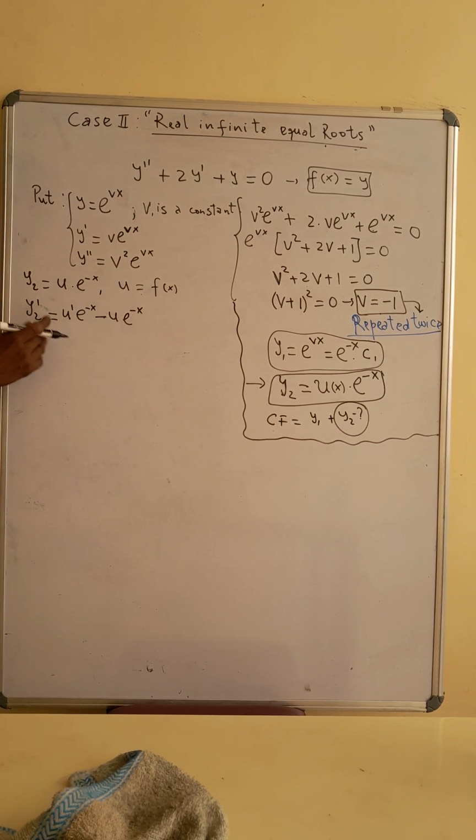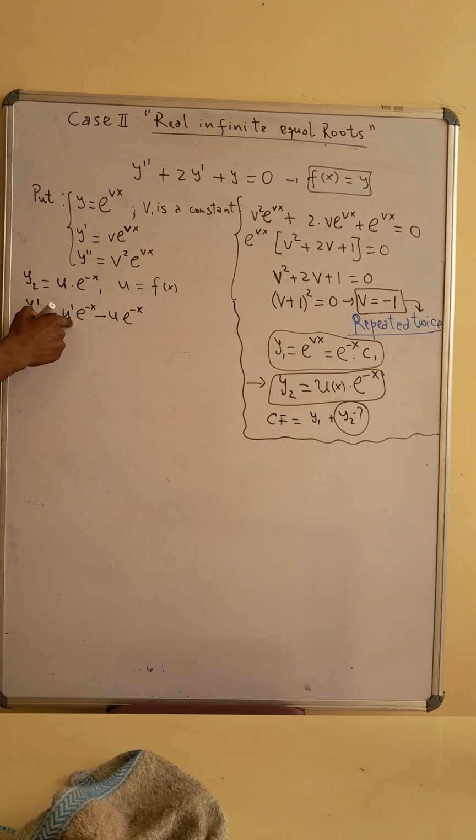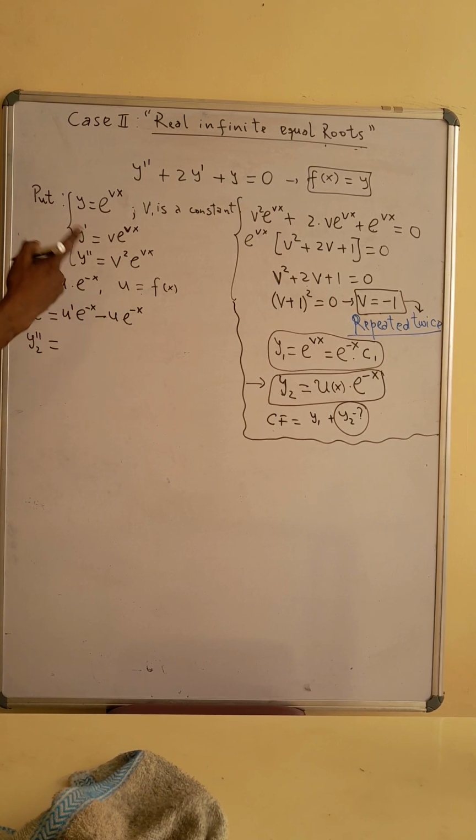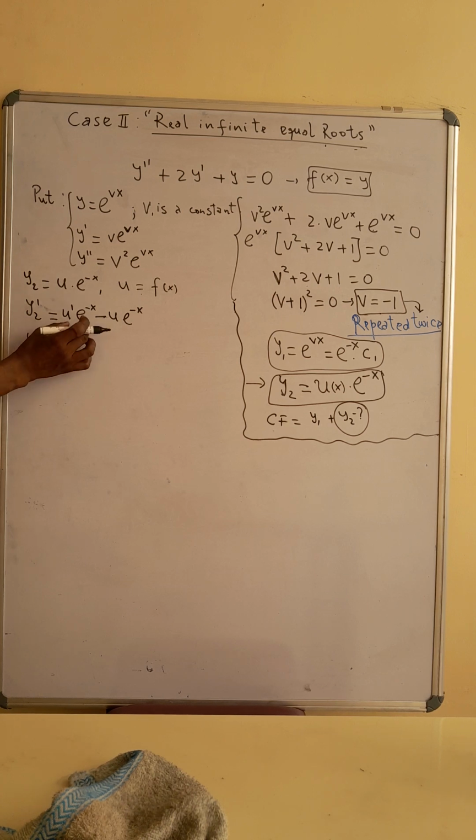Nice. Now I have to find y double dash of the second solution. Y double dash of the second solution, what will it be? It will be this guy derived twice. I have to derive this one again. I will derive first this one.